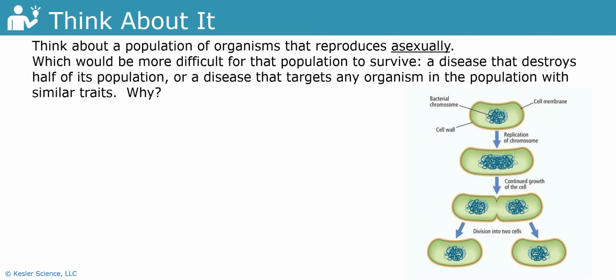All right, so let's do some critical thinking. Think about a population of organisms that reproduces asexually. Which would be more difficult for the population to survive? A disease that destroys half its population, or a disease that targets any organism in the population with similar traits? And why do you think this is? Pause the video, stop and think about it, and then come back and we will discuss the answer.